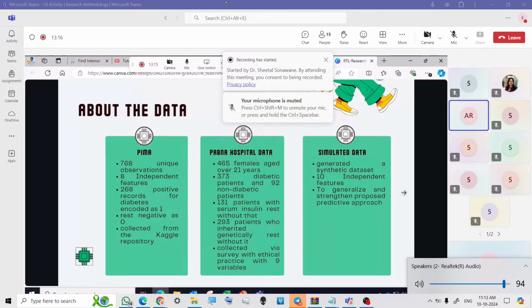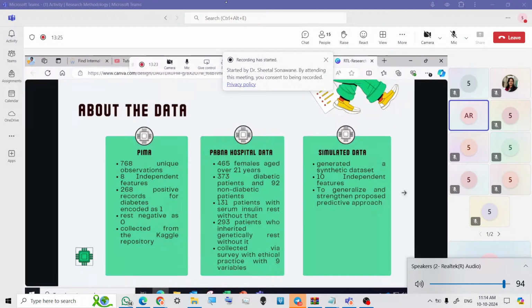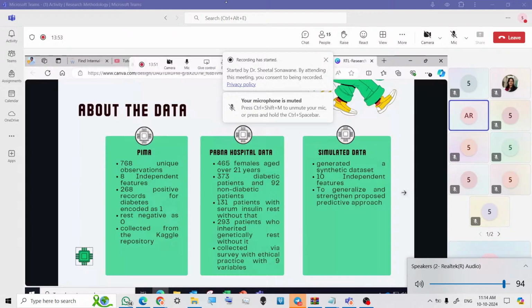Next, we are having the Pabna hospital data. Basically, Pabna is a city in Bangladesh where this study has been done. This data has been gathered over there with some ethical consideration and some things which we need to consider while gathering data from this site or doing the experimentation itself. They were more focused on females over 21 years of age, and there were 465 patients on which this study has been done.